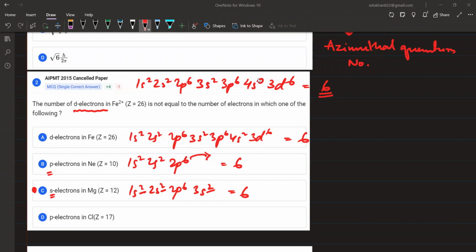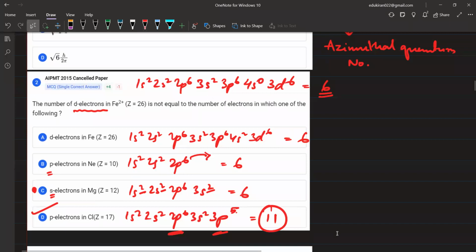So obviously the answer is going to be chlorine, because बाकी सब में तो 6 है, इसी में नहीं होगा. 1s2, 2s2, 2p6, 3s2, 3p5. So the total number of p electrons is equal to how much here? 6 plus 5. ये भी p है and this is also p, right? So you have to count both of them. 6 plus 5, that is going to give you 11. This is not equal to 6. Okay, so D will be the correct option. Please write this down.